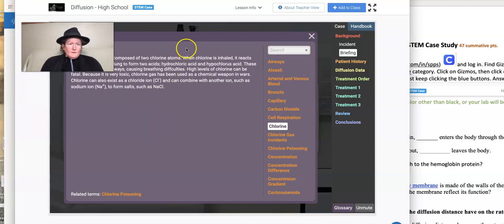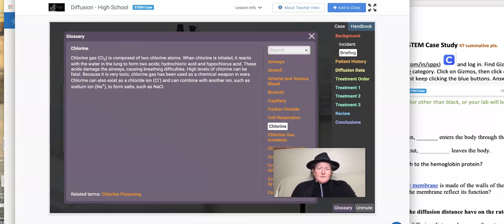We can click on chlorine gas here, and because it's a vocabulary word, it will tell us what chlorine gas is. It's chlorine. It's often used for chlorination in pools. It's that smell you detect when you walk into a pool. It has been used as a chemical weapon because it's hard on lungs, and it can combine with other ions such as sodium to form salts such as sodium chloride. We'll find out what happens when it interacts with the water in your lungs.